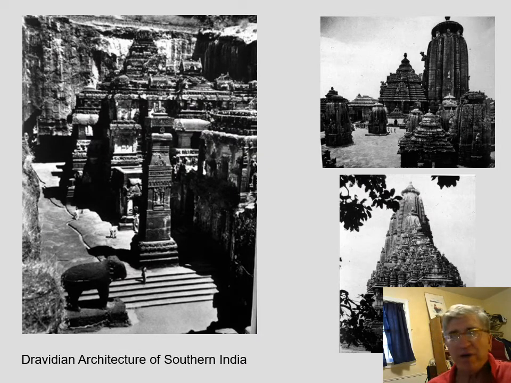Another important point, although this comes later, in the south we have what emerges as Dravidian architecture, and this is the architecture that takes over in the Middle Ages, say from about 500 AD all the way through to 1500 AD, Angkor Wat in Thailand. All of this is based on Dravidian style architecture.